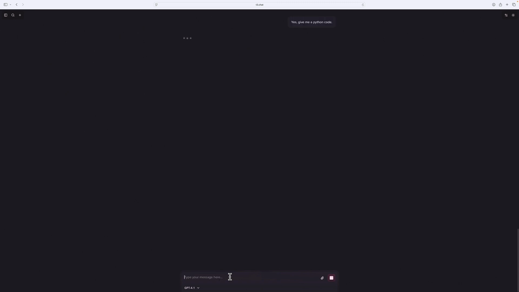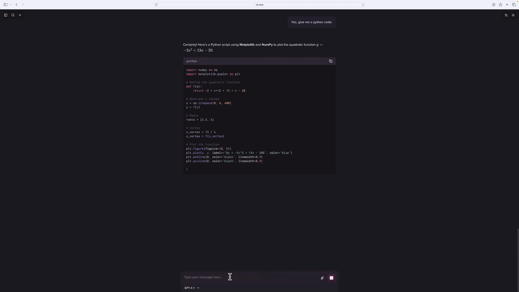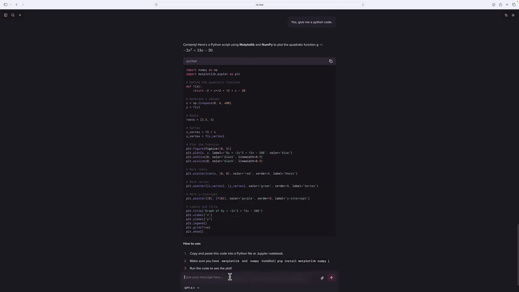Now some of us might not know what Python is. Python is a program that's been available since the 90s. And if you have a Google account, you have access to a Python interpreter, a Python program that can compile this for us. So here is a Python code that it wrote so that we can view the parabola.